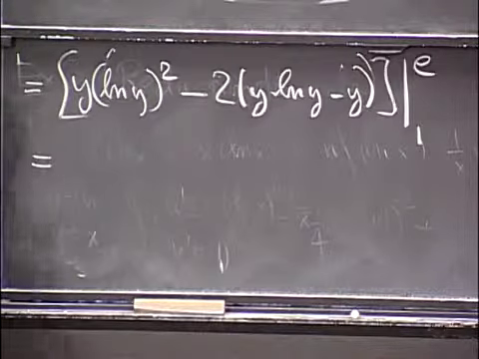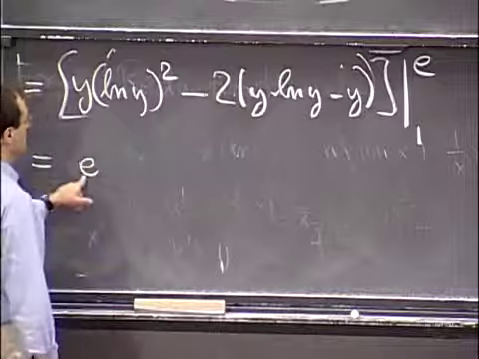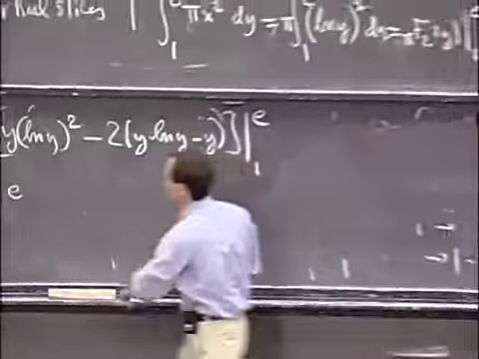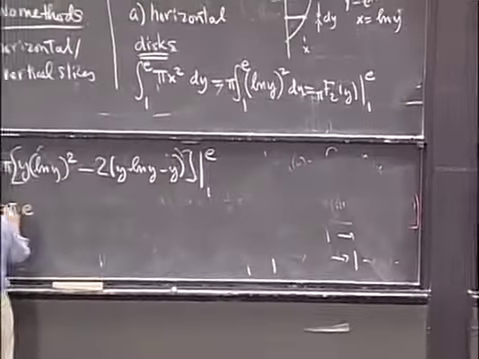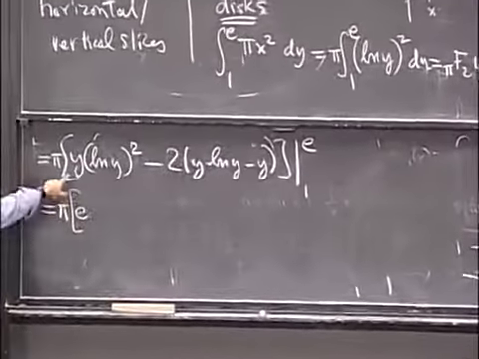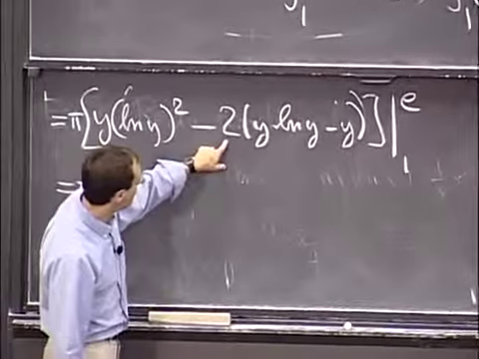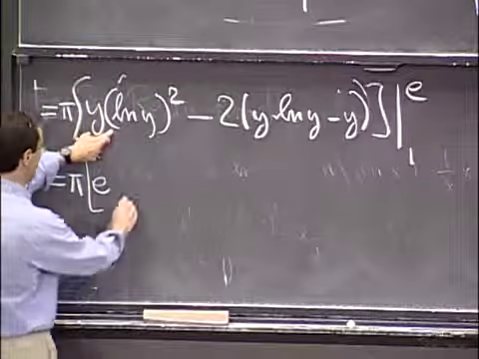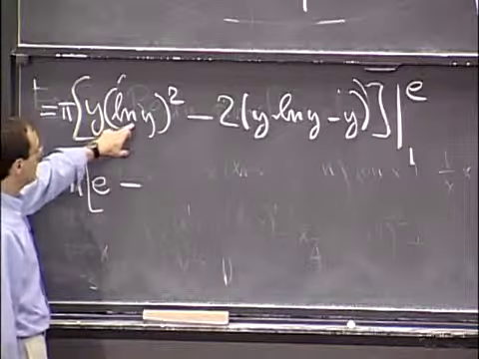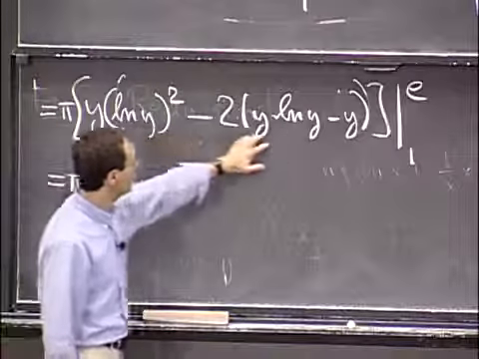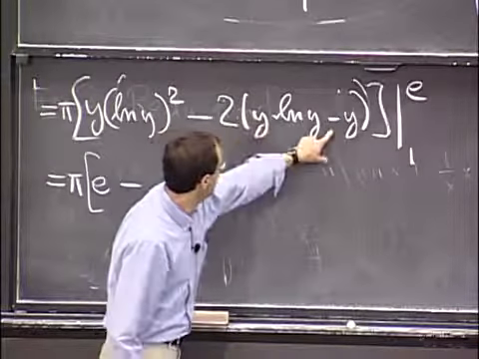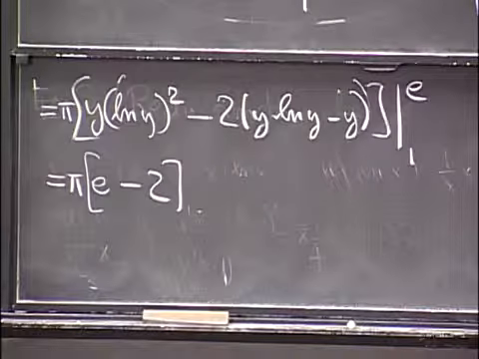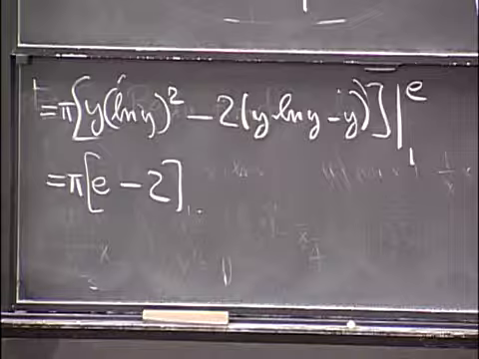And that is, if I plug in e here, I get e. Right? Oh, except there's a factor of pi there, sorry. I missed the pi factor. So there's an e here, and then I subtract off, well, at 1 this is e minus e, so it cancels. There's nothing left. And then at 1 I get log 1 is 0, log 1 is 0. There's only one term left, which is 2. So it's minus 2. That's the answer.